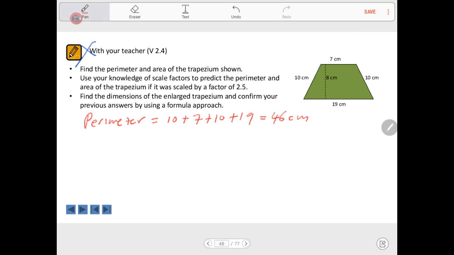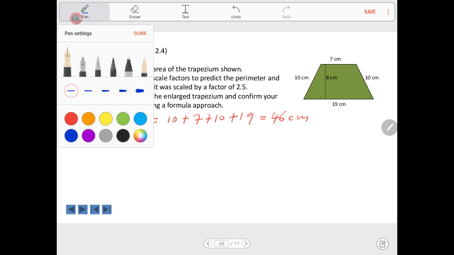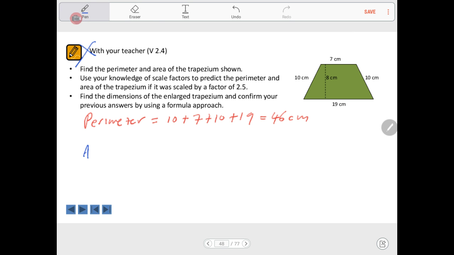And the area, so you may remember from earlier in the unit the formula for the area of a trapezoid. We take the average of the top and bottom side lengths like that and then multiply by the height of the trapezoid. So if we do that calculation, we get 104 square centimetres.